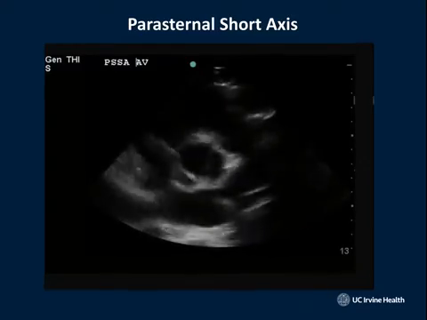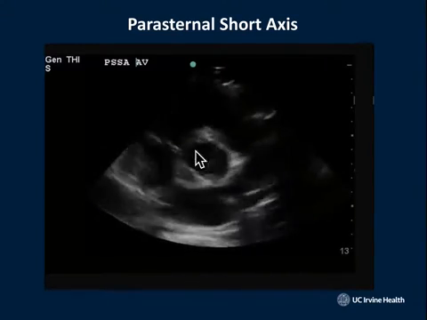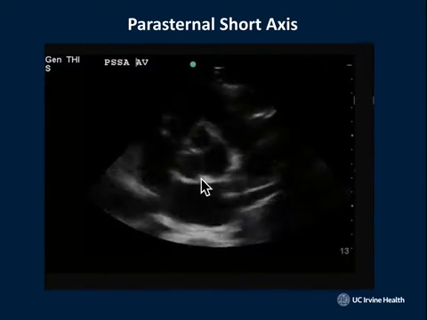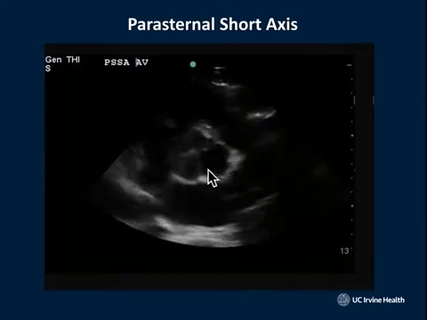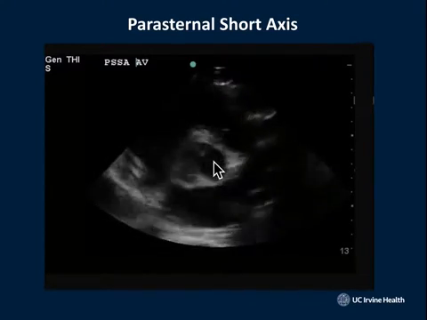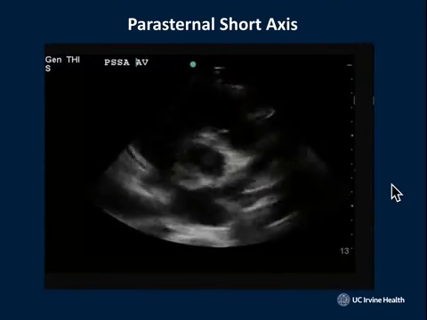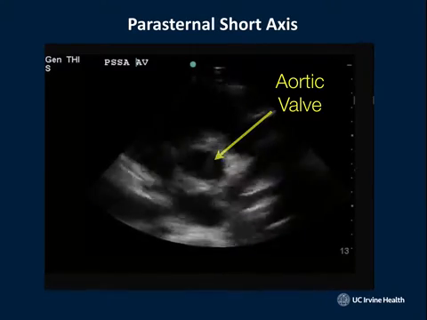Another example here of a parasternal short axis. This time we're up at the level of the aortic valve, and if you catch it just right, it can look like a little Mercedes-Benz sign. The three leaflets can be seen there, the tricuspid aortic valve.